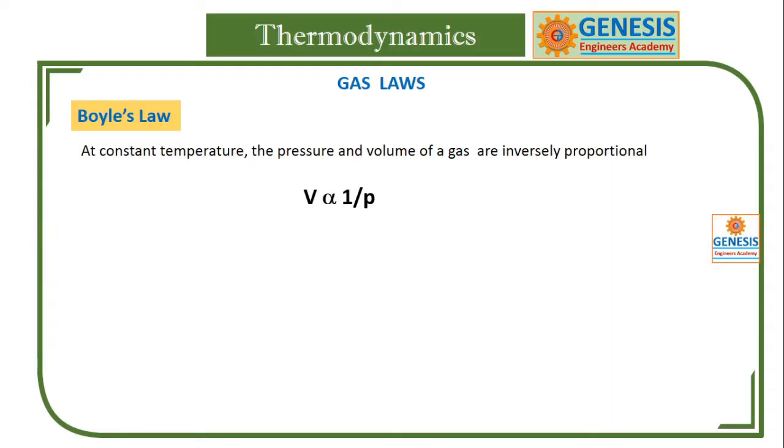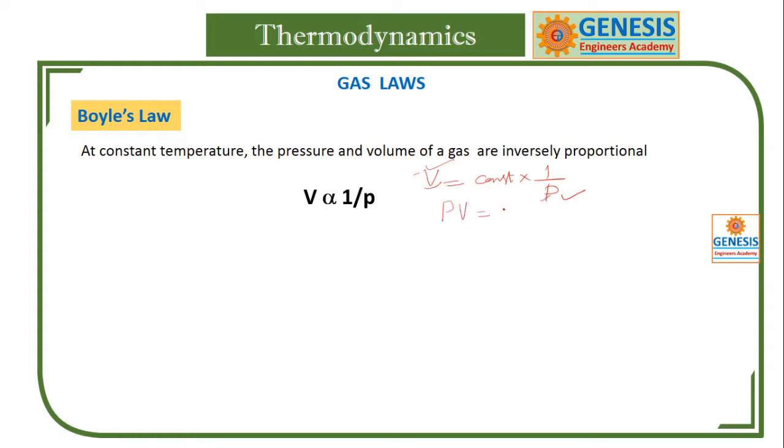Boyle's law: at constant temperature, the pressure and volume of a gas are inversely proportional. That is, V is equal to constant into 1 by P. So what does it mean? If P increases, volume decreases. If P decreases, volume increases. That we call inversely proportional.